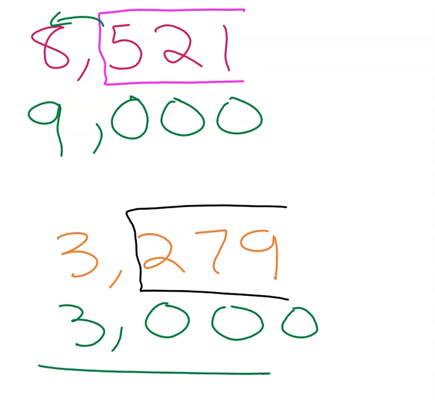So this is the easiest way to do rounding. We talked about rounding to the nearest 10 for 2-digit, 3-digit, and 4-digit numbers. Then we looked at rounding to the nearest 100 for 3-digit and 4-digit numbers. And finally, we did rounding to the nearest 1,000 for only 4-digit numbers.